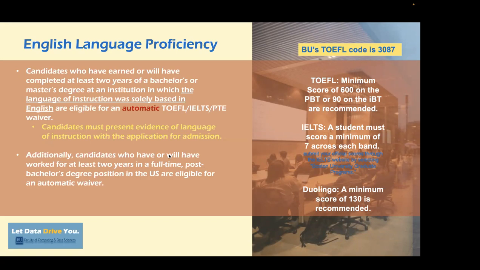Given the sake of time, if you want to read more about English proficiency, go on our website or email our inbox. We can help you check whether you qualify for this waiver or not. But if you do submit, the TOEFL requirement is 90, IELTS 7, Duolingo 130.